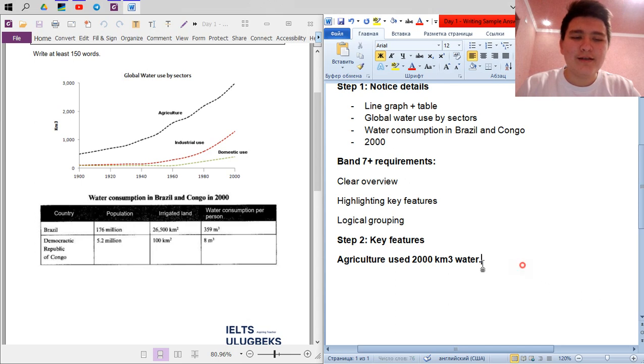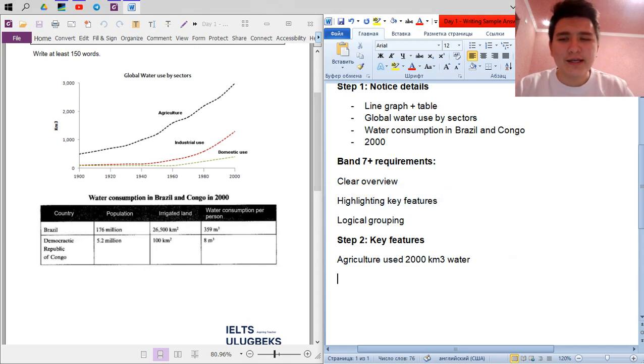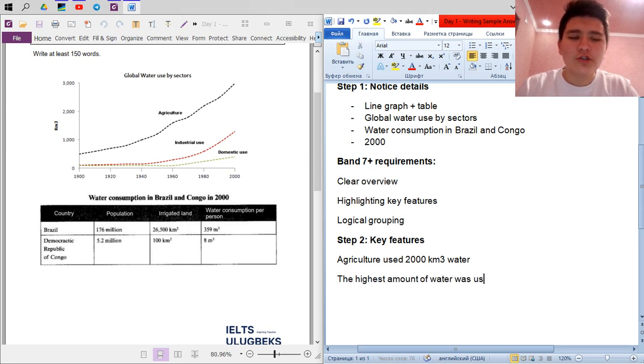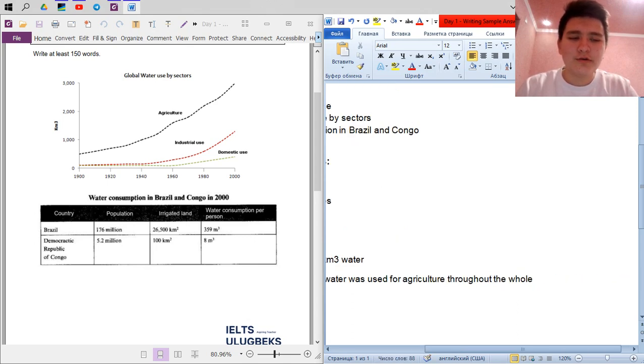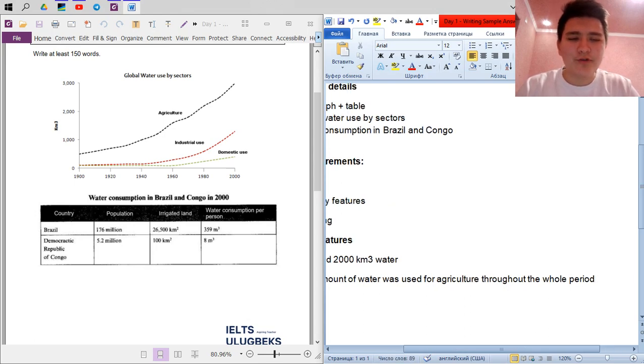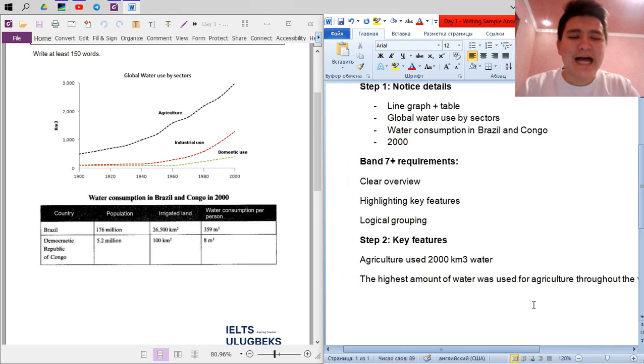So this right here is not a key feature because it's not important. But the band descriptors make it clear: you need to highlight key features. So reporting a key feature would be like this: the highest amount of water was used for agriculture in or throughout the whole period. Right? So this is a key feature. You could also add some details to it, but this is just an example of what key features are.